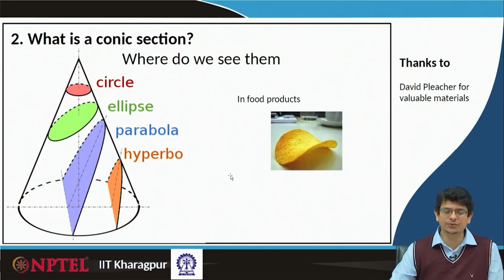Even for food products like chips, especially the brand we call Pringles, the shape of the curve typically forms a hyperbolic curve.